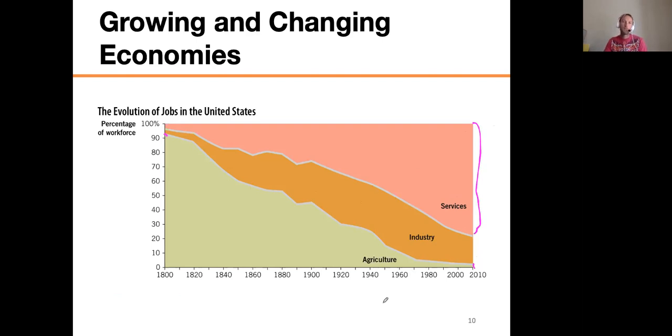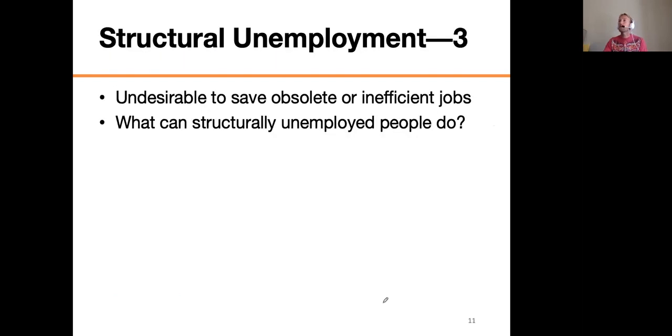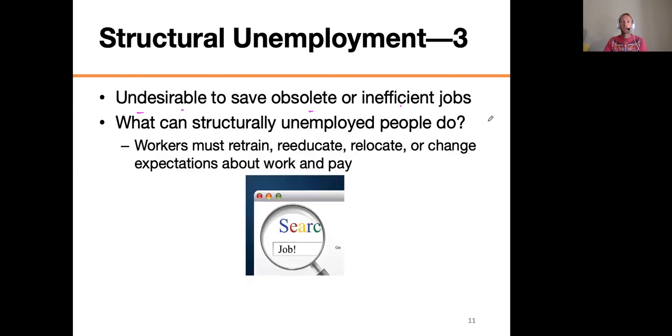So that's kind of how we've evolved. So this structural unemployment, I'm going to say it's kind of a good thing. Why? It's undesirable to save obsolete or inefficient jobs. These jobs that are inefficient or obsolete, we don't actually want to keep them anymore. We want to get rid of those jobs and try to somehow help the structurally unemployed people into better, more efficient jobs.